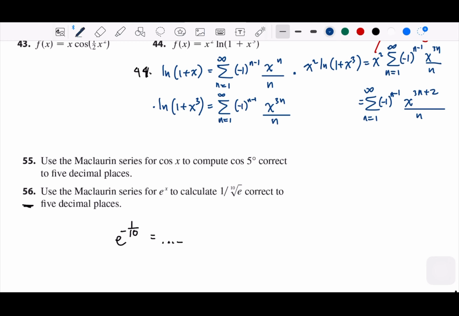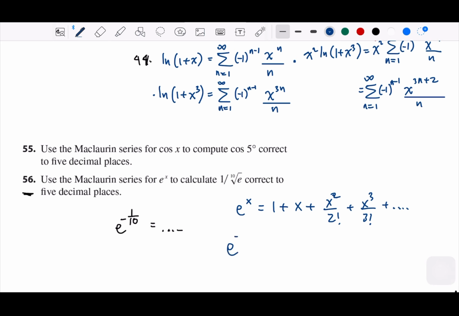Now we know that e to the x, and you need to have a familiarity with this e to the x, okay? So 1 plus x plus x squared over 2 factorial plus x cubed over 3 factorial plus dot dot dot.